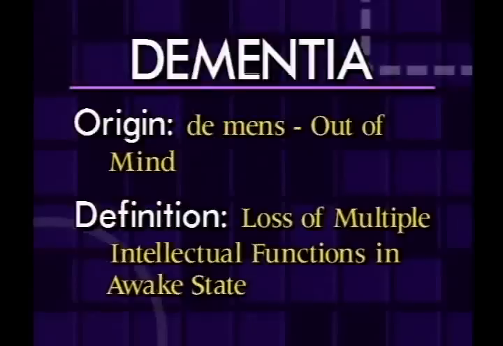What is dementia? Well, it comes from the Latin term de, out of, or mens, mind. In other words, you're out of your mind. And what it really means is the loss of multiple intellectual functions over time in an awake state. If a patient is in a coma, we don't really say that they're demented, but rather that they are in a coma.